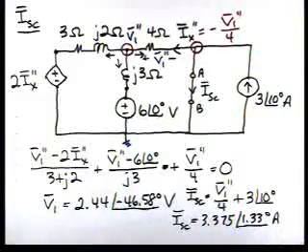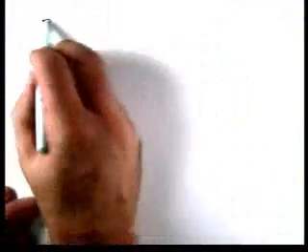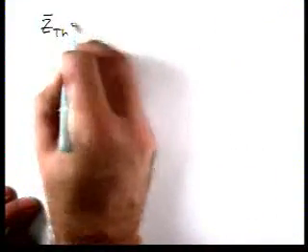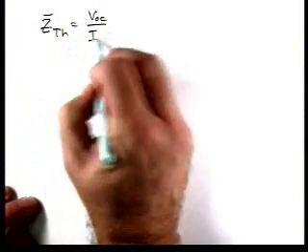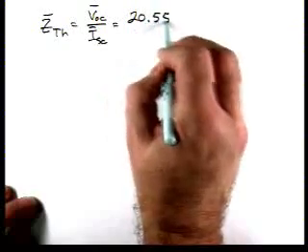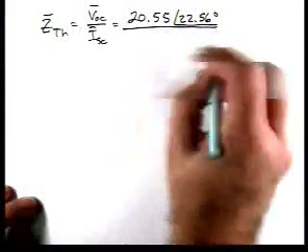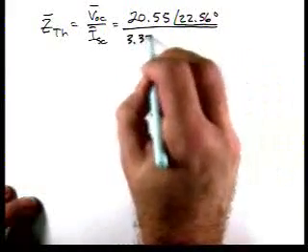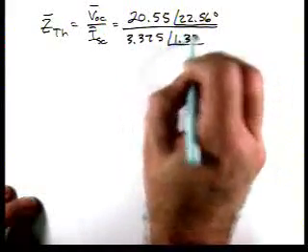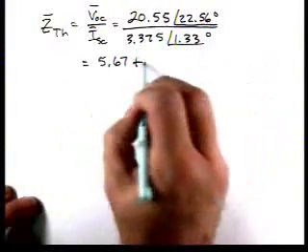So now we've got the open circuit voltage and I short circuit. We can calculate Z Thevenin. Z Thevenin is V open circuit over I short circuit, 20.55 at an angle of 22.56 over 3.375 at an angle of 1.33, and that gives us 5.67 plus J 2.2 ohms.